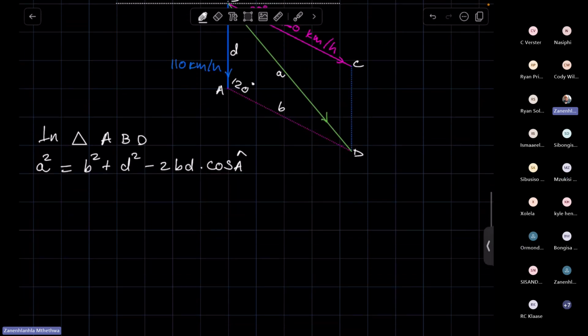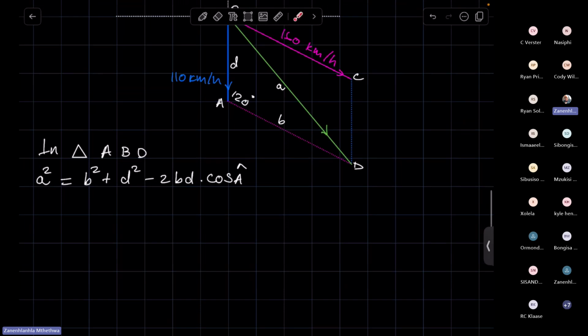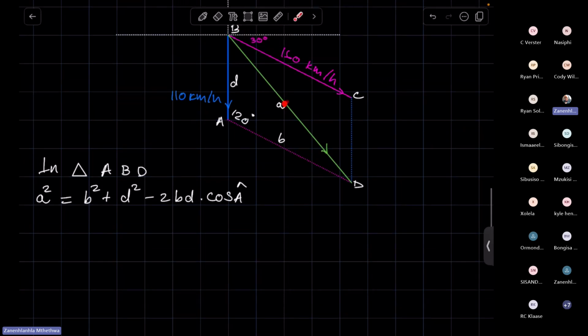Now we're looking for a, seeing that a is the resultant, or the velocity of B relative to A. Just like with the method of components, the resultant there was the velocity of B relative to A. So with the parallelogram method, the resultant is also the velocity we're looking for. So this green line, being the resultant, represents the velocity of B relative to A.